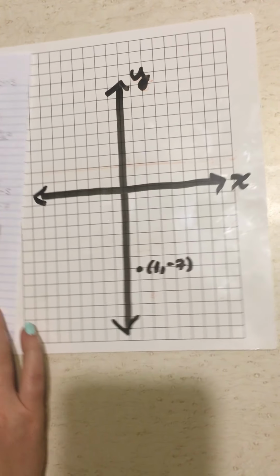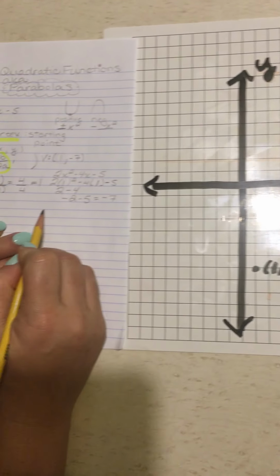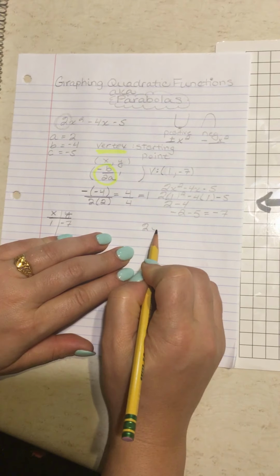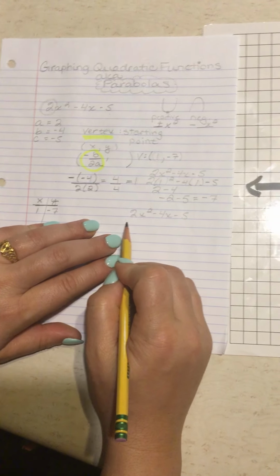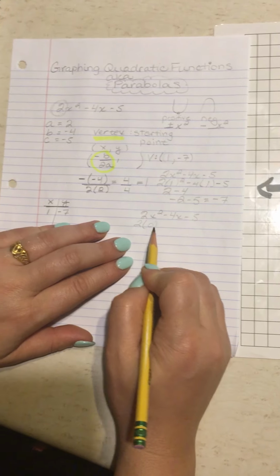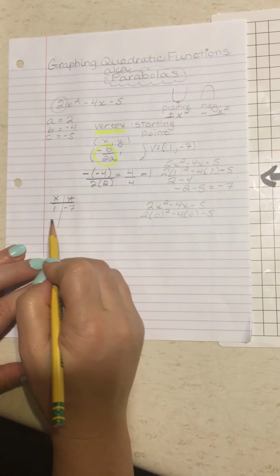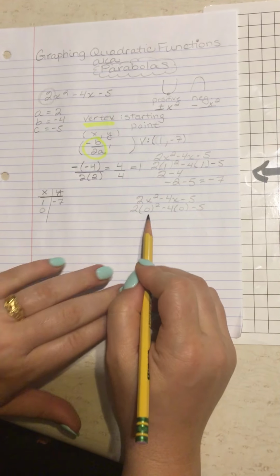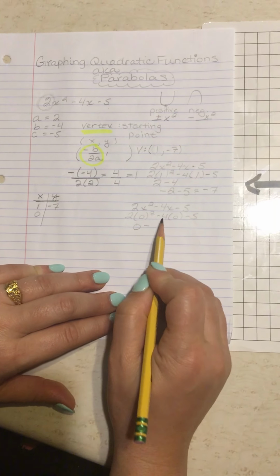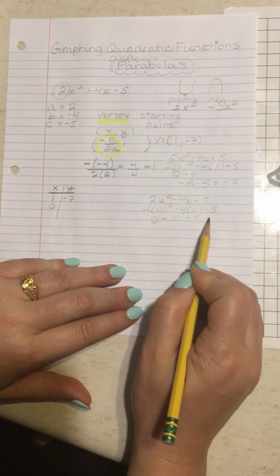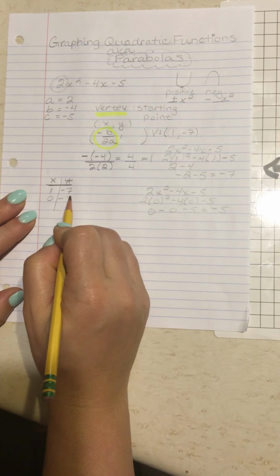So let's go ahead and plug in 0 into our original equation. So here, let's write down our original equation again: 2x squared minus 4x minus 5. And now let's plug in our 0 for our x. All we're doing is plugging in 0 for x. And let's solve that. So 0 squared is 0, so 2 times 0 is 0. So 0 minus 0 minus 5, we know equals negative 5, correct? So we know our y value is negative 5.